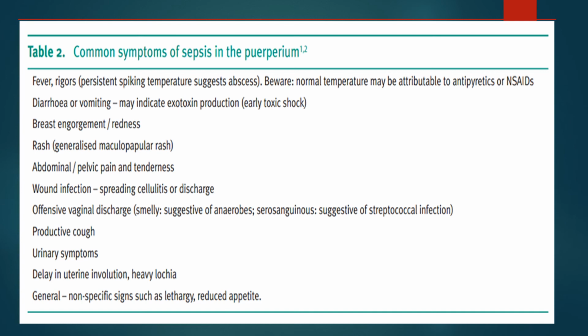abdominal or pelvic pain and tenderness, wound infection, spreading cellulitis or discharge, offensive vaginal discharge, smelly, suggestive of anaerobes, and serosanguinous, suggestive of streptococcal infection. Productive cough, urinary symptoms, delay in uterine involution, heavy lochia, general non-specific signs such as lethargy and reduced appetite.